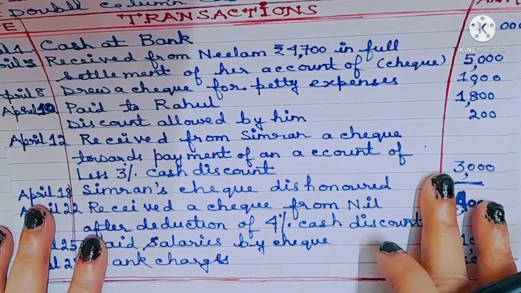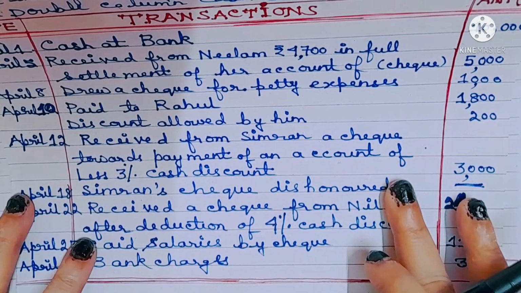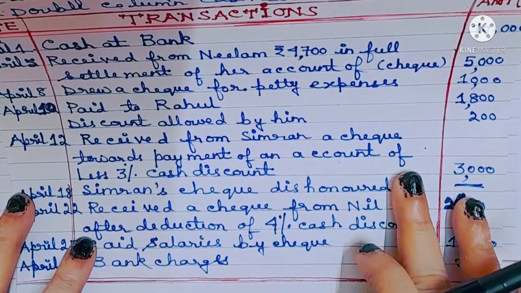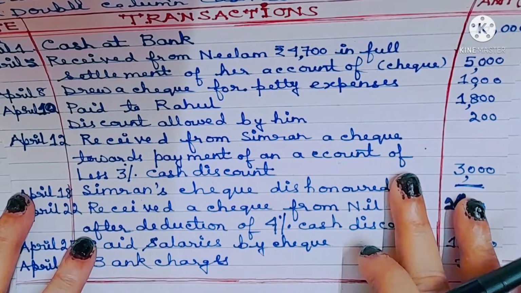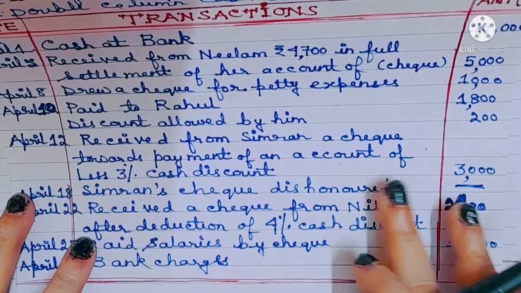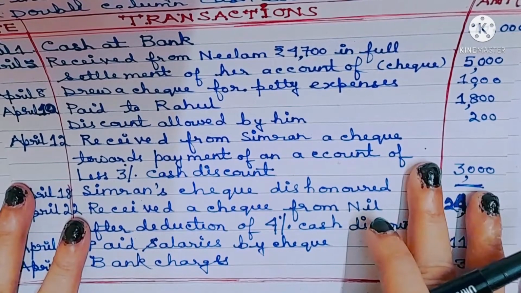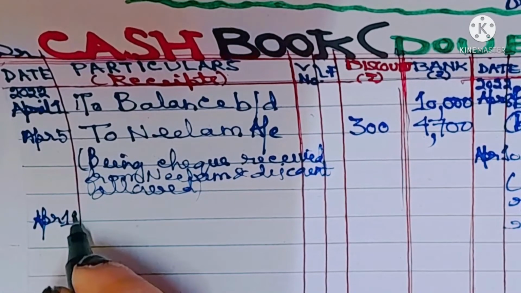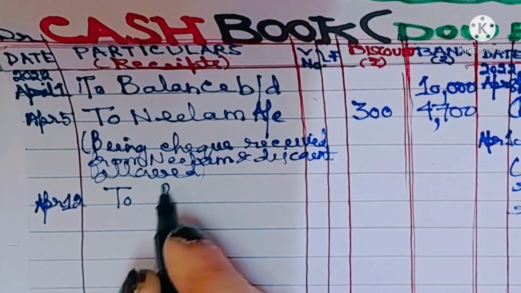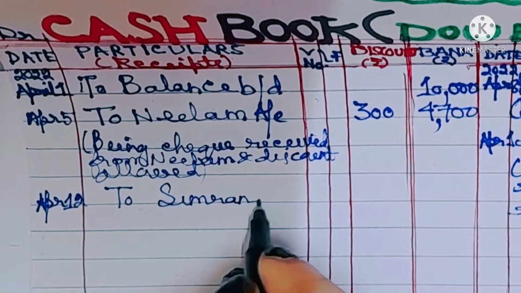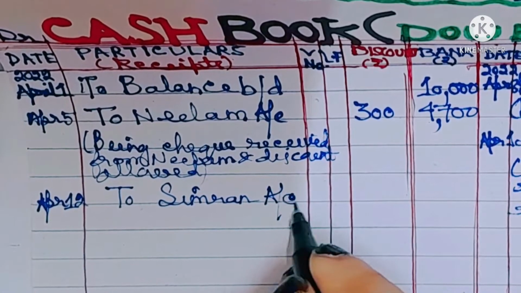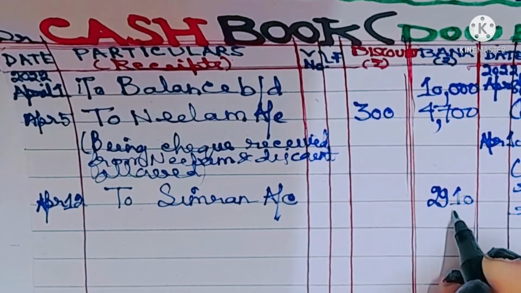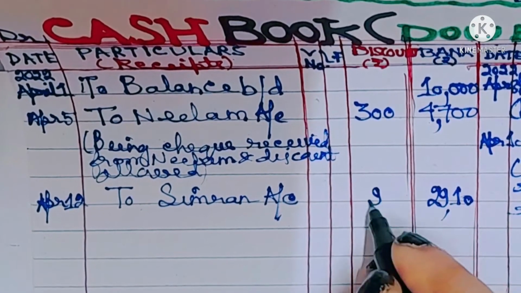2910. Okay, and what is the position of discount allowed account? Since discount allowed account is on the debit side, Simran account will also be on the debit side. So we'll have to write to Simran account in the cash book on the debit side in the discount column. How much? 90. Okay, so let's write. On 12th April, to Simran account, how much? 2910 and 90 rupees in discount column.